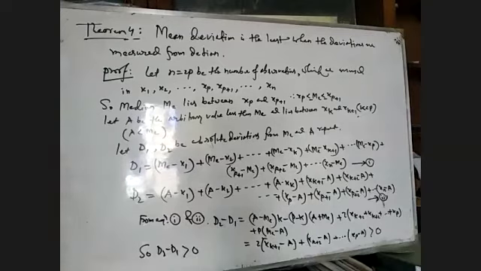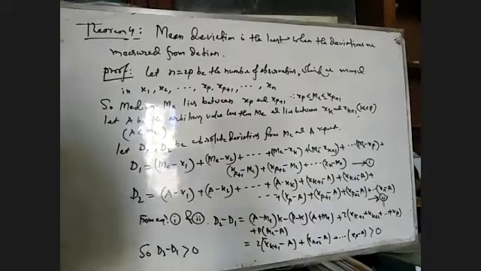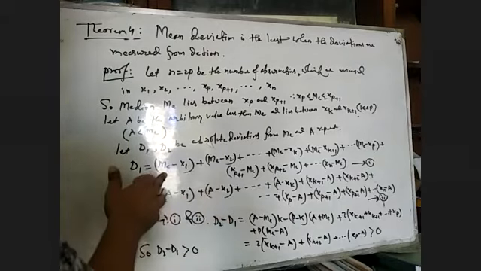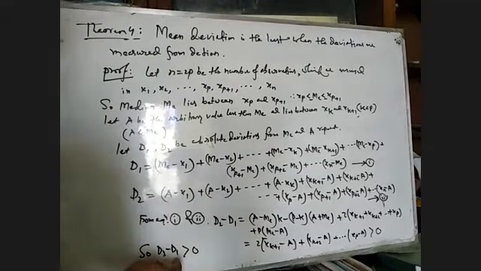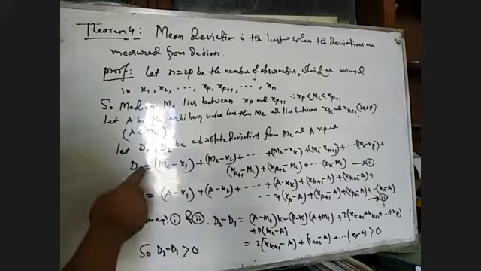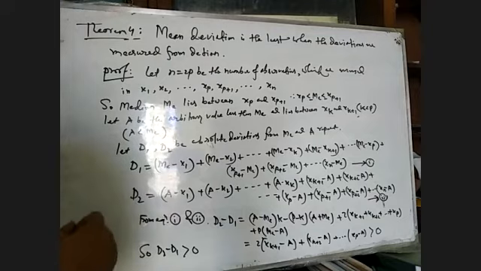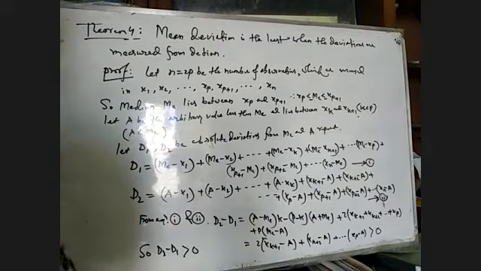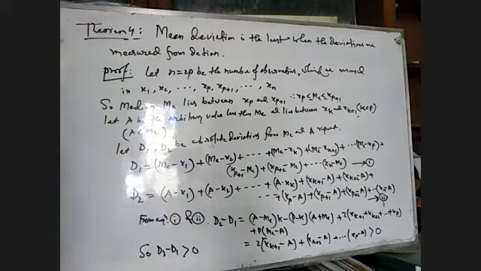So we can say that the mean deviation is the least when the deviations are measured from the median. If we measure from the median, then the deviation is the least. That means d2 is greater than d1, but d1 was measured from the median. This is why the mean deviation is the least when the deviations are measured from the median. So this is the proof. Okay.